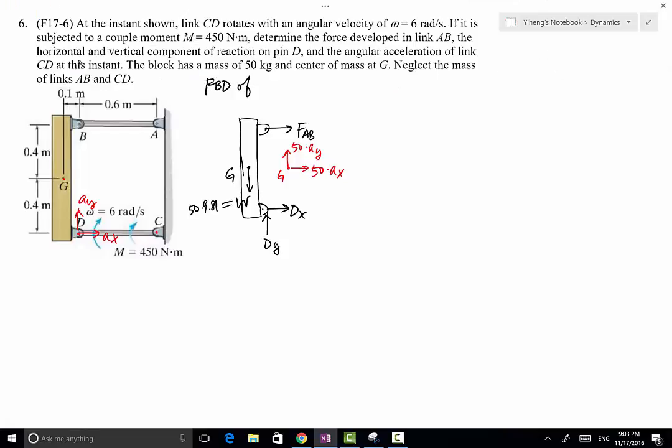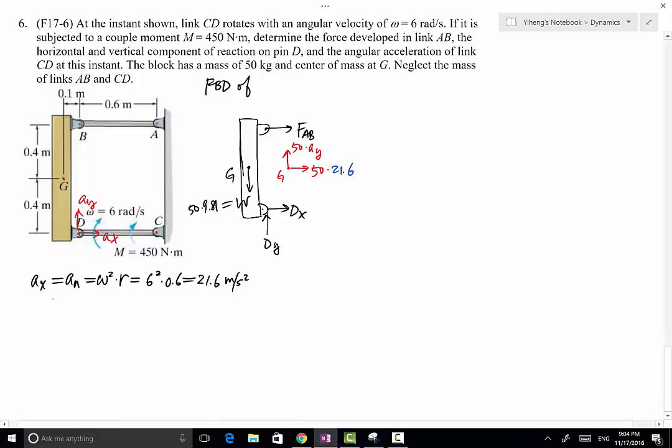AX is the same as the normal acceleration AN, which equals omega squared times r. In this case, omega is known as 6, so 6 squared times r. The length of the link is 0.6 meter, and that equals 21.6 meter per second squared. So as you can tell, we have already taken care of one of the unknowns. This unknown is determined to be 21.6 meter per second squared. That's good news, but we still need to find one additional equation or solve for one additional unknown.